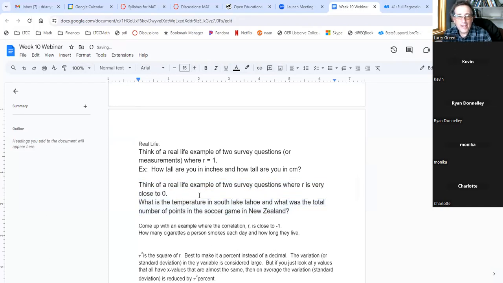Think of a real life example of 2 survey questions where R is very close to 0. Here's an example I have that I got ready for. Again, this whole thing about siblings and exercise, for our 5 people R was close to 0, but that may not be true for the whole population. But how about the temperature in South Lake Tahoe? And what's the total number of points in the soccer game in New Zealand for the high school in the city there?